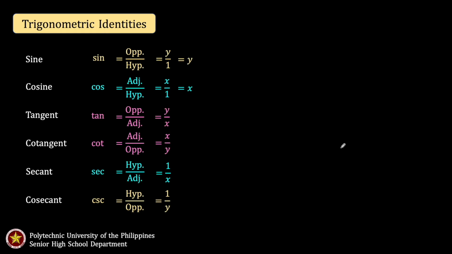Now, based on our previous lesson, these are the defined ratios of trigonometric functions, and let us focus on the last three. We have cotangent, secant, and cosecant. Cotangent, we all know already, is the reciprocal of tangent, so we have cotangent theta equals 1 over tangent theta. Multiplying tangent theta on both sides, we have tangent theta times cotangent theta equals 1.